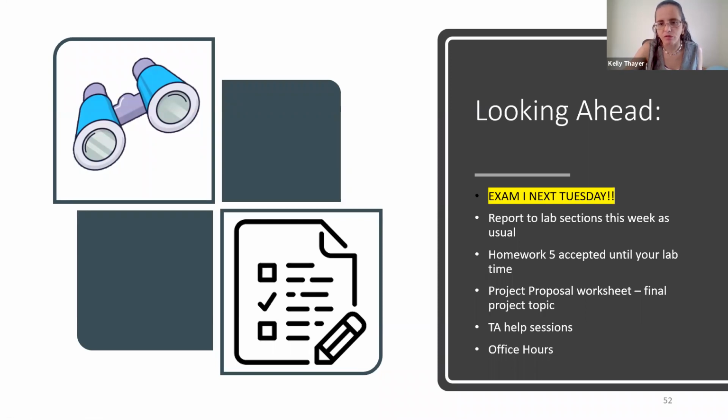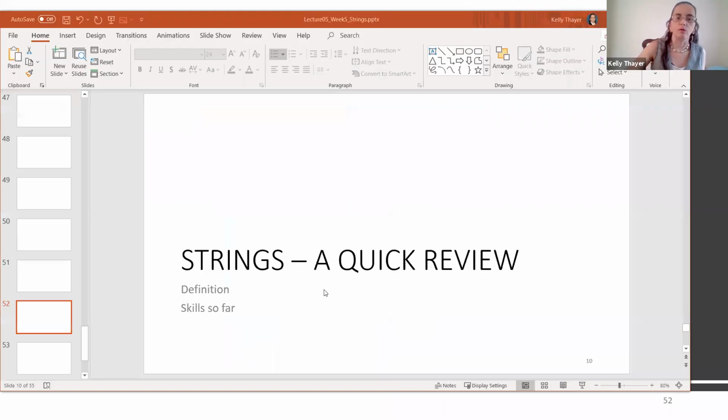Looking ahead, you should make sure, oh yes, your exam is on Thursday, not Tuesday. We should be preparing for the exam. You should report to the lab section as usual. You'll be having your homework 5, which we can take up until after your exam to make sure you can focus on studying for your exam. Be working on your proposal worksheet, and make sure you reach out to us in the TA help sessions or the office hours should you have any questions.